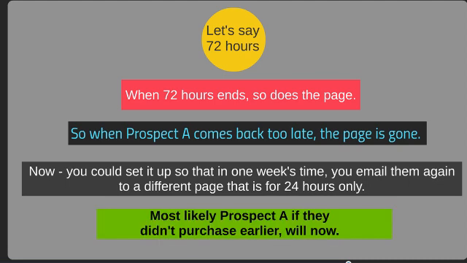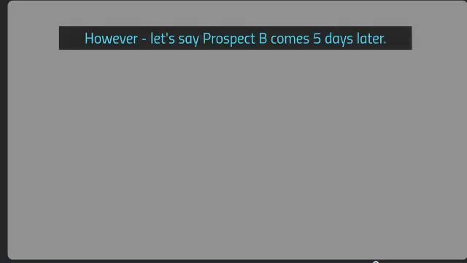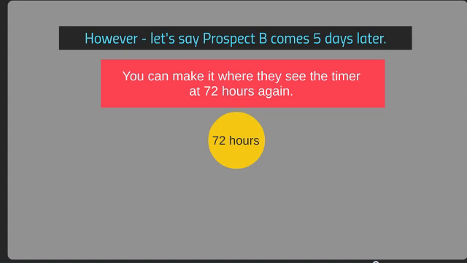Now, most likely prospect A, in this case, didn't purchase earlier, but they will purchase now. However, let's say prospect B comes 5 days later, you can actually make it so they see a timer at 72 hours again. So really it is based on each user when they are cookied.